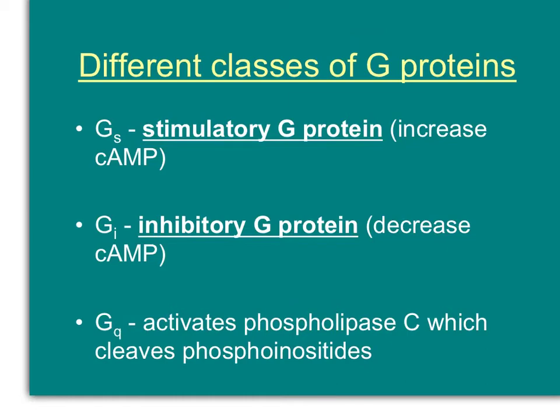All right? And I said to you that the GS and the GI are all about generating or not generating cyclic AMP. The GS is stimulatory, so it's going to increase levels of cyclic AMP, and the GI is inhibitory with respect to cyclic AMP, so it decreases the levels of cyclic AMP. We talked about cyclic GMP with respect to what? Smooth muscle relaxation. Right? So cyclic GMP was important for smooth muscle relaxation.